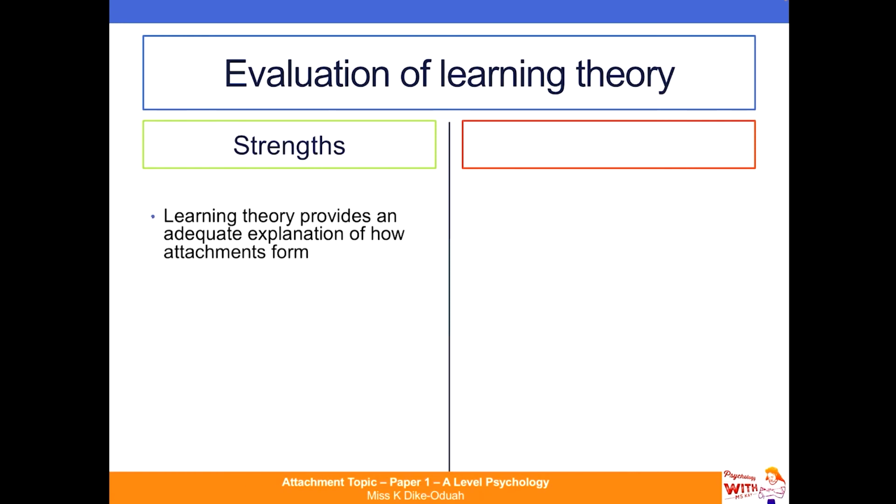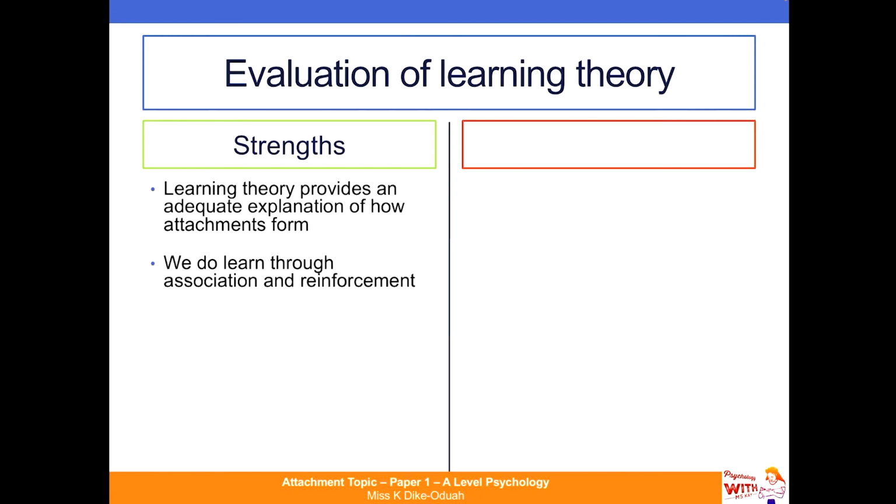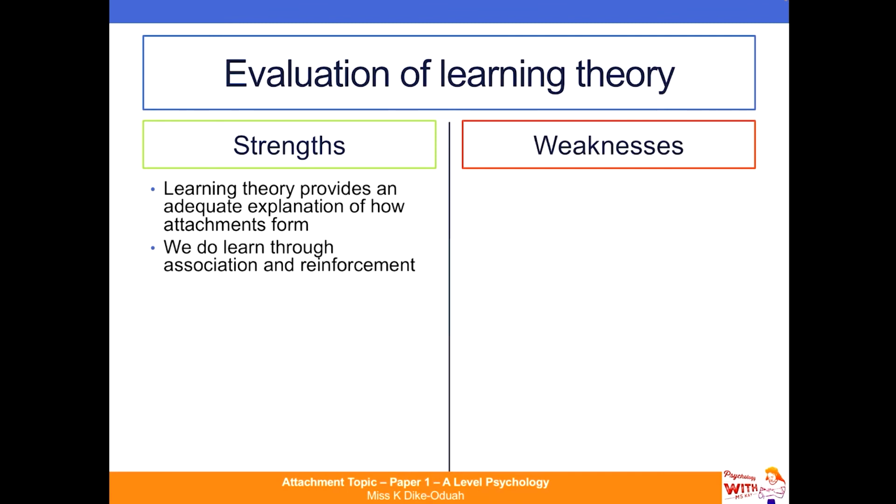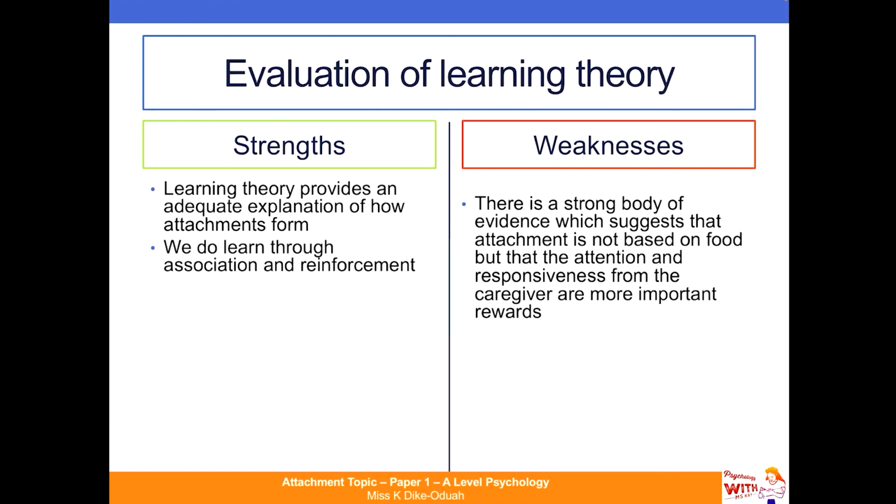So just to wrap it up, some of our strengths for the learning theory: it provides an adequate explanation of how attachments form. We're not saying that it's the best explanation, but we're saying it's adequate, it's plausible, and we certainly support the view, and we have got lots of research to support the view that we do learn through association and reinforcement. However, the weakness is that there's a strong body of evidence which suggests that attachment is not based on food, but that the attention and responsiveness from the caregiver are more important rewards.